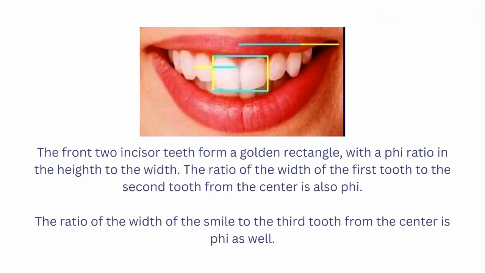The front two incisor teeth form a golden rectangle, with a phi ratio in the height to the width. The ratio of the width of the first tooth to the second tooth from the center is also phi. The ratio of the width of the smile to the third tooth from the center is phi as well.